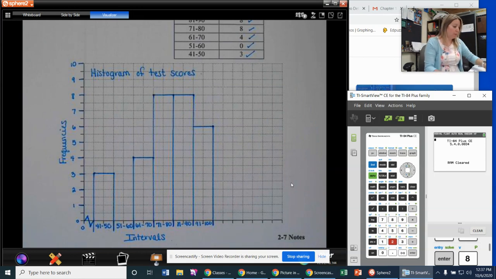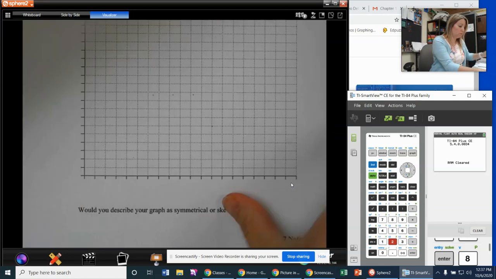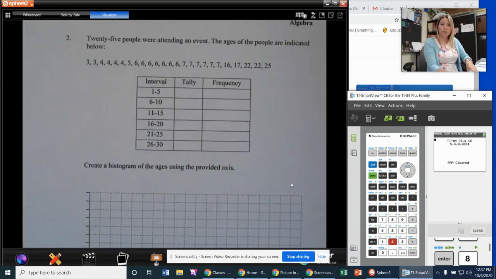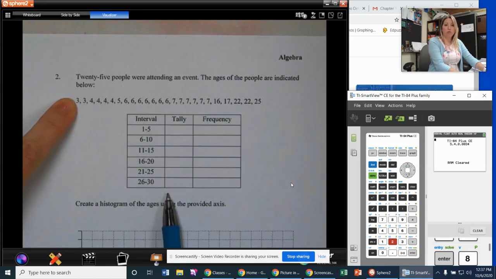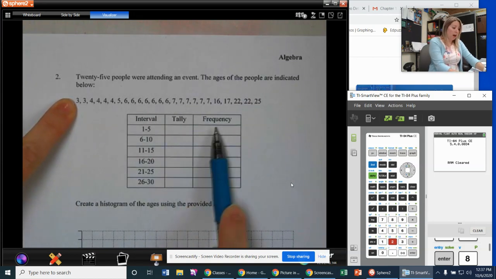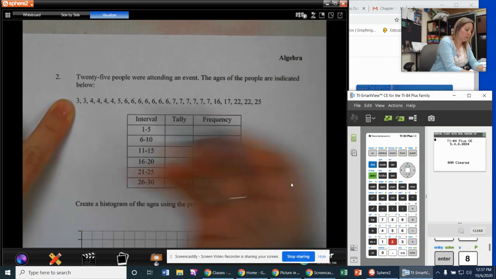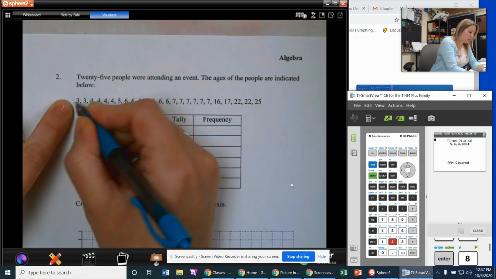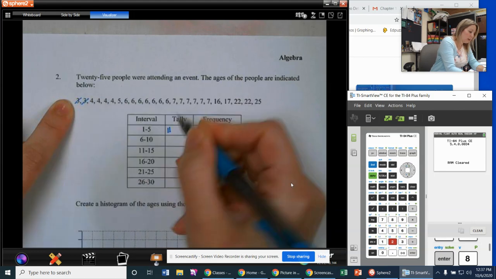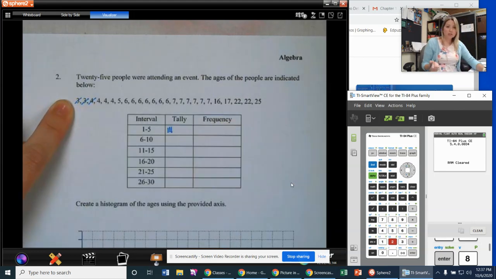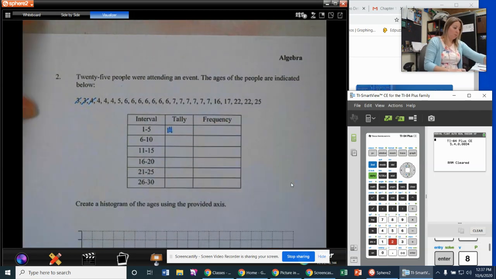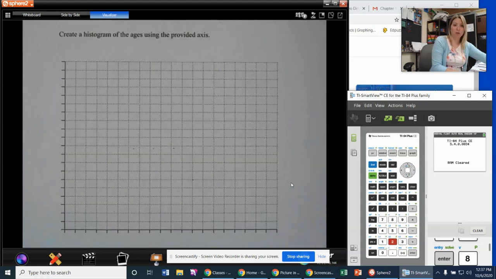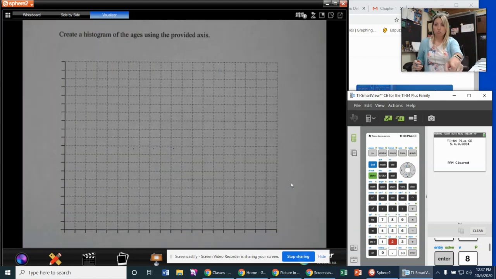That's how you create a histogram. I want you to pause the video and tally up which values go in which intervals, and then count that frequency. A tally, by the way, is, oh, 3. There's a tally. And it goes in here. This is a tally. Okay? I want you to tally those up, label their frequencies, and come back to create the histogram with me. All right? Pause.